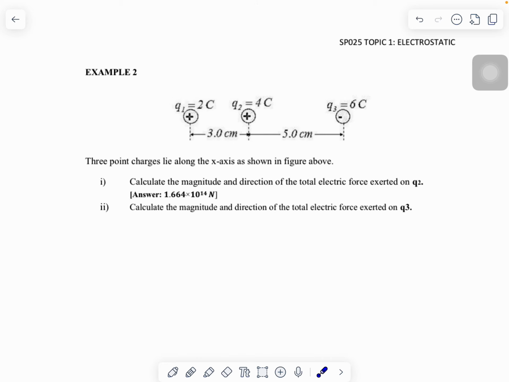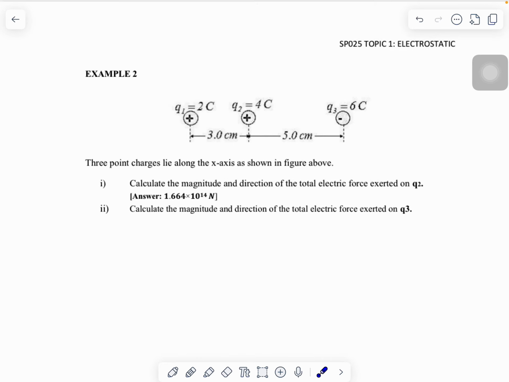Okay, now let's look at example 2. Here we have 3 point charges lie along the x-axis. So we have Q1 2 coulomb, Q2 4 coulomb, and Q3 6 coulomb. You notice here, dia sudah bagilah simbol. Q1 is positive, Q2 positive, Q3 is negative, and we also being labeled the distance between them. Now we want to calculate the magnitude and direction of the total electric force exerted on Q2.